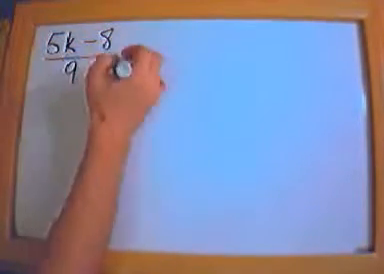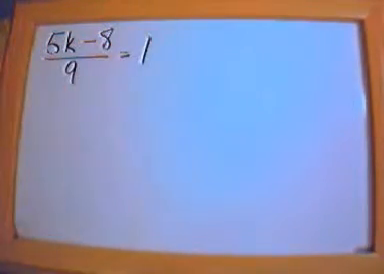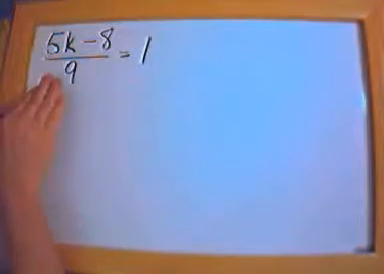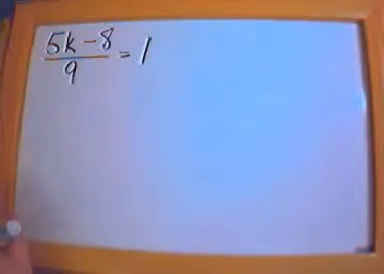Let's do one similar. 5k minus 8 all over 9 equals 1. You don't want to start with the 5 or the 8 as far as isolating because the way in which you kind of unwrap the left-hand side is the opposite in which it's formed.